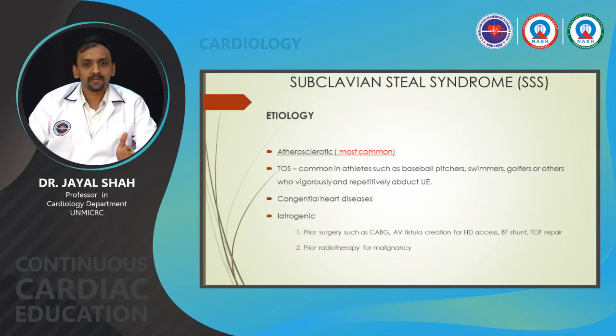And talking about the different etiologies of subclavian steal syndrome, the most common one definitely is atherosclerotic. Others are thoracic outlet syndrome, which is common in athletes such as baseball pitchers, swimmers and golfers, in which there is vigorous and repetitive abduction of the upper extremity. Certain congenital heart diseases and certain iatrogenic causes, particularly prior radiotherapy for malignancy or prior surgery such as CABG, AV fistula creation for HD access, BT shunt repair or TOF repair.